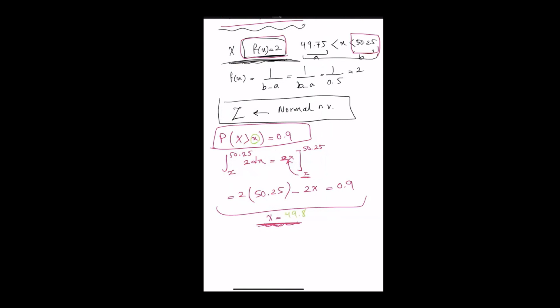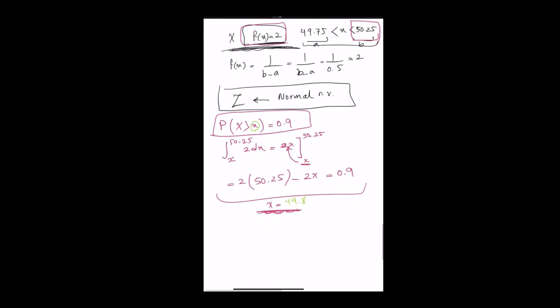Thank you. What was the question, guys? I thought we have to do like 49.75 to x. How much is contained in 90% of all packages? Why going from that?